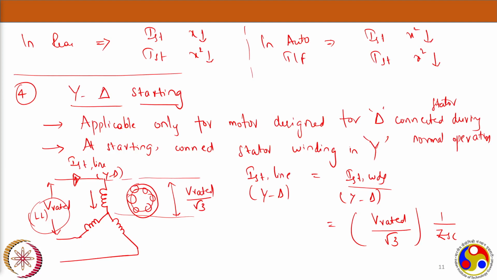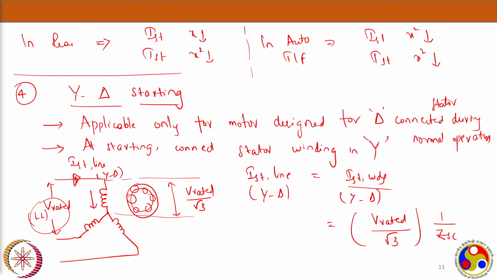And now if you see the torque, starting torque in the star delta is equal to 1 by 2 pi ns, 3 times the winding current, that is the phase current, whole square, R2 dash. So it will be 1 by 2 pi ns, 3 times the applied phase voltage, which is line voltage by root 3 multiplied by ZSC, this whole square, multiplied by R2 dash.